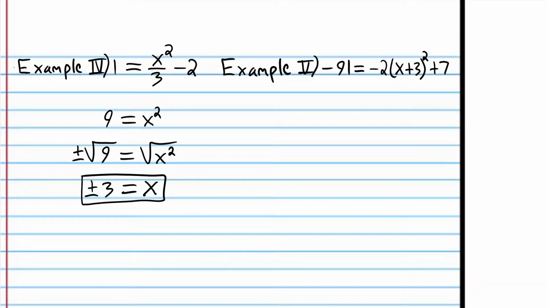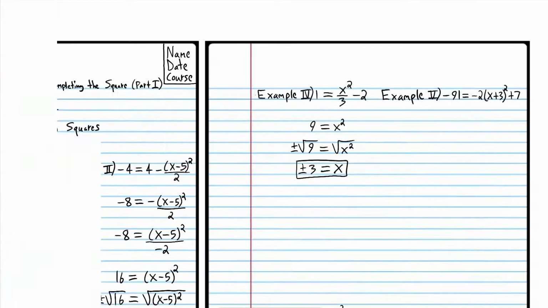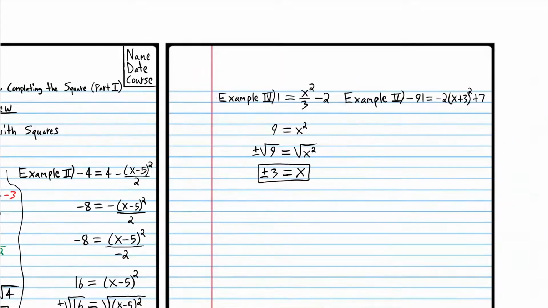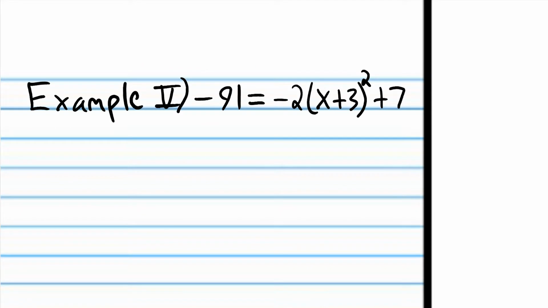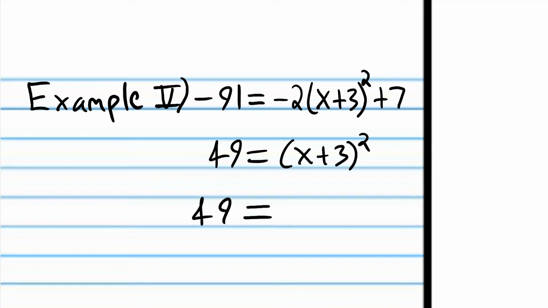Okay, try example 5. Remember, you want to isolate that square, and when you come back, we'll do it together. All right, we're back. So we're going to subtract 7 from both sides and divide both sides by negative 2, and we get 49 is equal to x plus 3 squared. And then we're going to rewrite.